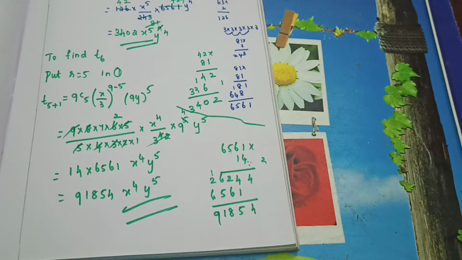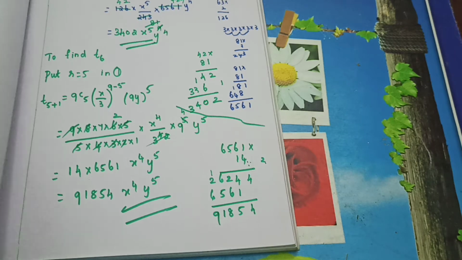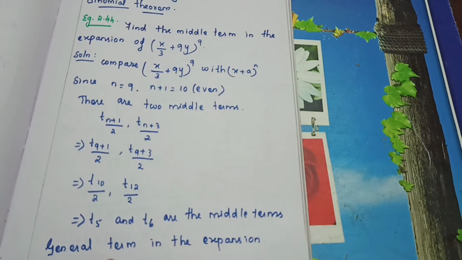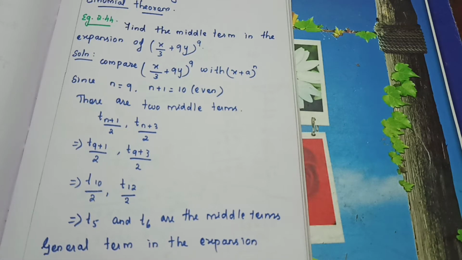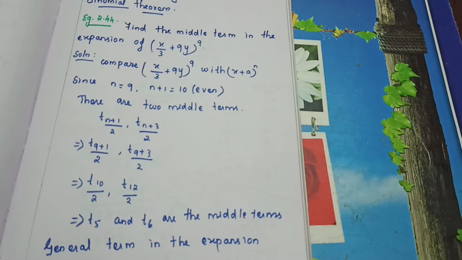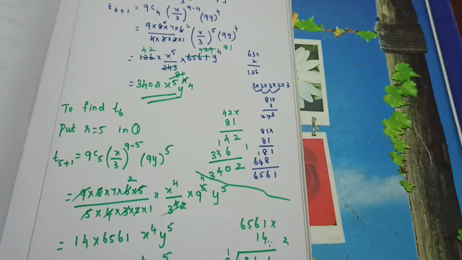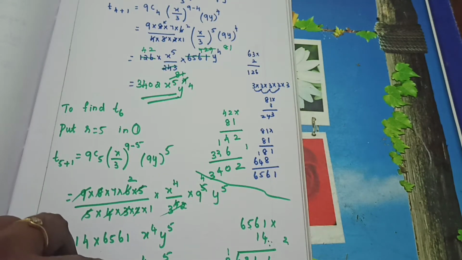Understand? So maybe in a 5 mark question they can ask. So do it very carefully. 2 answers you will get. The reason is n plus 1. When you are finding n and n plus 1 is even, odd means only 1 middle term, even means 2 middle terms. That's the only difference. Just substitute in the formula and simplify. Very easy. Okay. So let's move to the next problem.